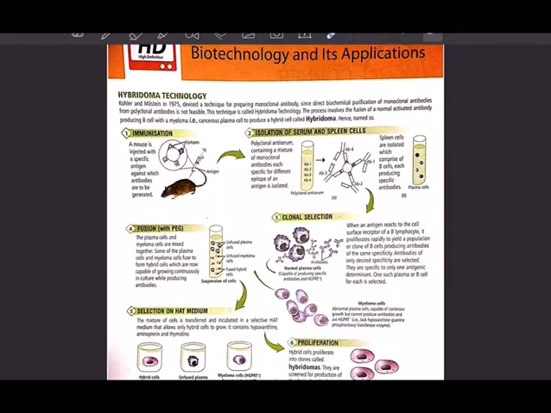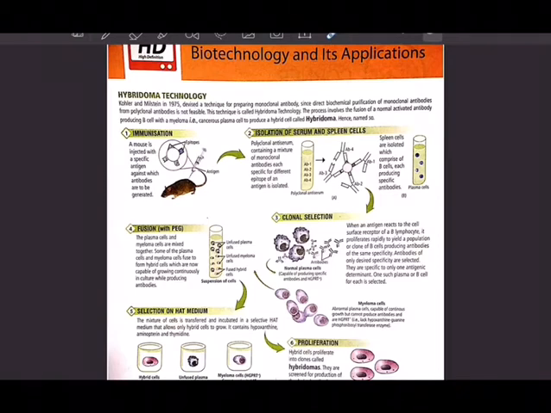Polyclonal antiserum containing a mixture of monoclonal antibodies, each specific for a different epitope. Epitope is the area of an antigen that is isolated. So you can see here the specific antibodies. And spleen cells are isolated, which comprise B cells, each producing specific antibodies.